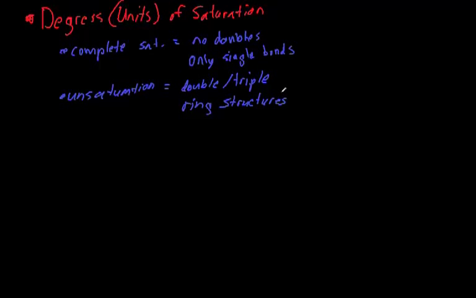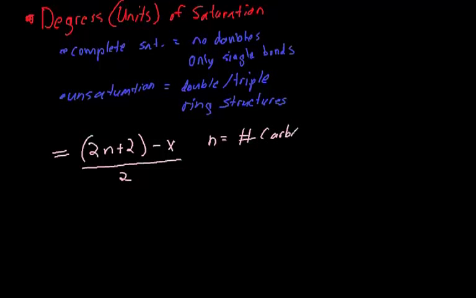And there's a handy equation that you should memorize to talk about degrees of saturation. In OChem, there are very few equations that you need to know, but this is probably one of them. So the degrees of saturation is equal to (2n plus 2 minus x) divided by 2, where n is equal to the number of carbons and x is equal to the number of hydrogens.